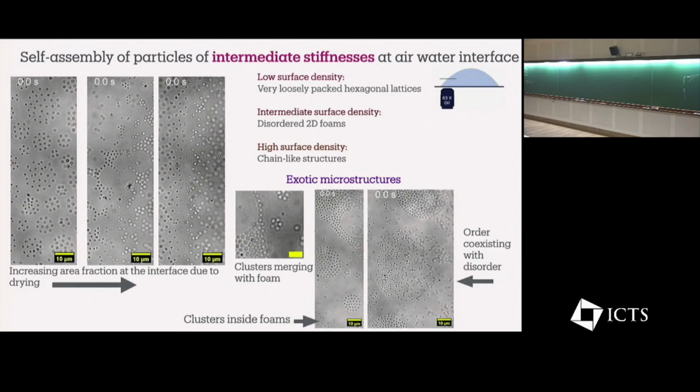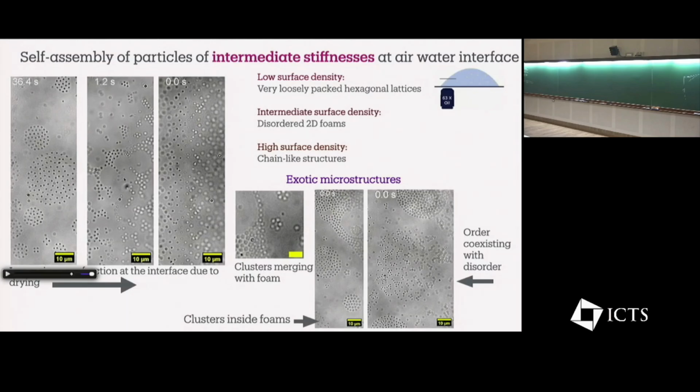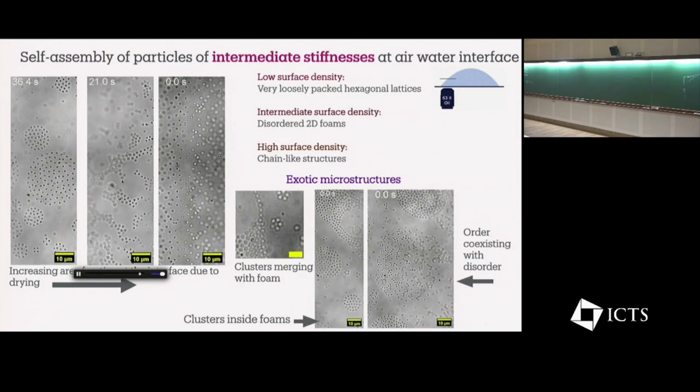Okay. So now we have an intermediate density, intermediate stiffness particle. And there again, these are videos as the solvent is drying up at the interface. Initially, it looks a lot like the softer microgels. Then you get these very, very disordered foams. This is where it starts getting different from the soft particles.